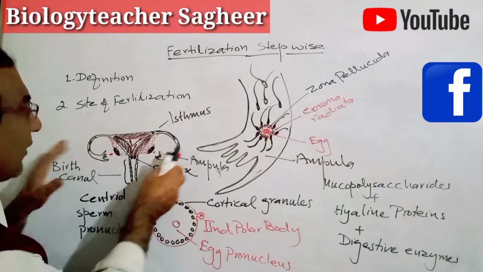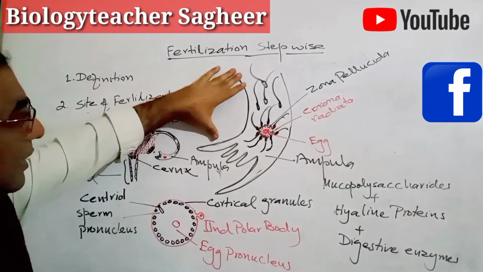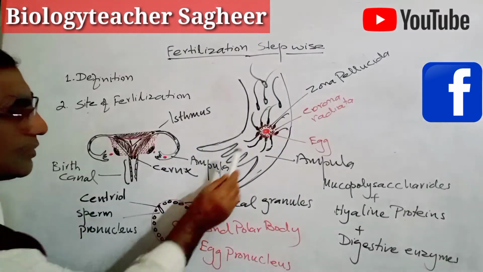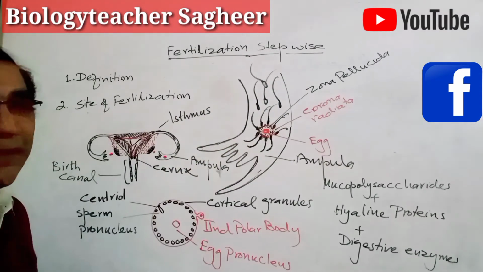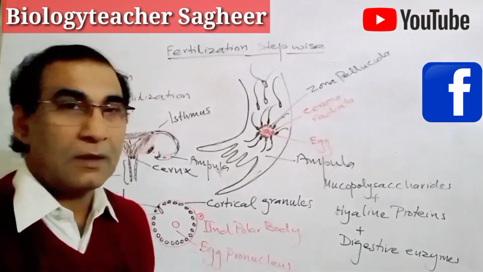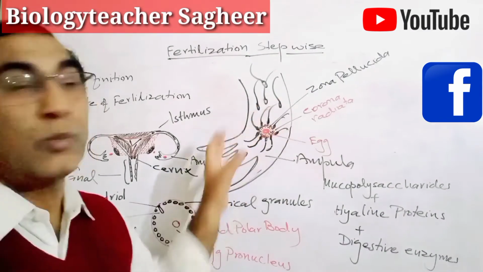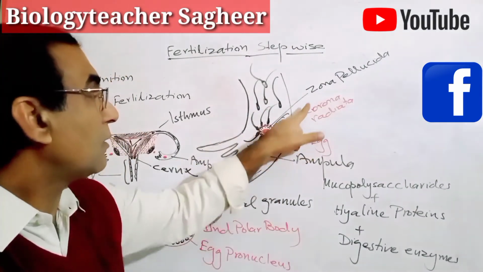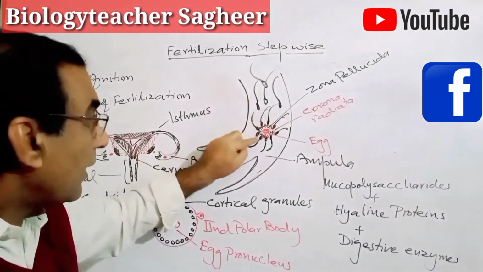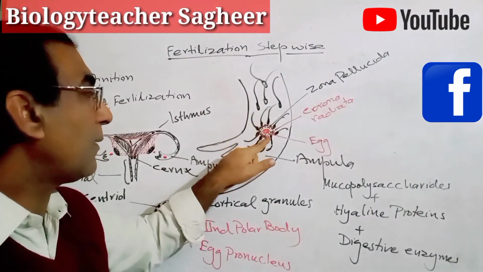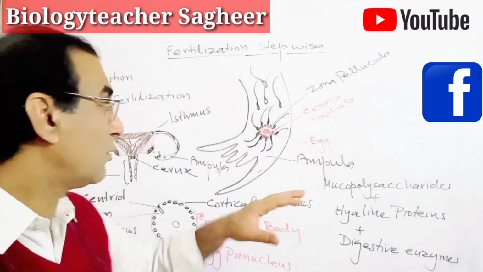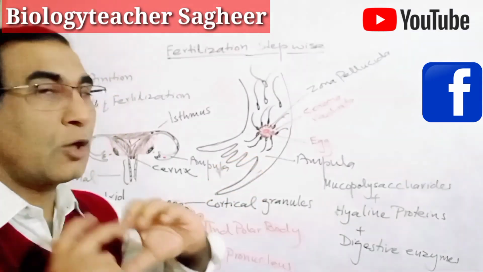If we magnify this structure, I have magnified this diagram. Here is the ovum or the egg. It is surrounded by a liquid that is known as what? The zona pellucida. Zona pellucida. And that is further surrounded by the follicular cells. Those follicular cells form a corona.